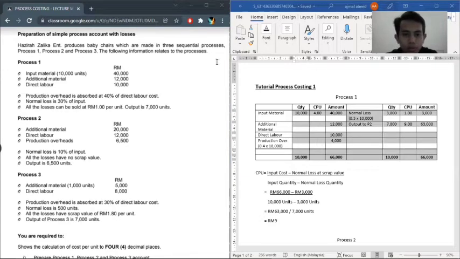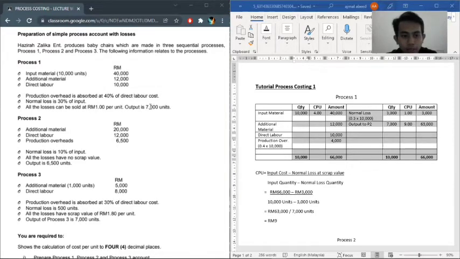We present a simple process. From the question, Hazira Zalika Press produces baby chairs from three processes: 1, 2, and 3. For process 1, the input material, additional material, and direct labor we put at the debit side here. Production overhead is absorbed at 40% of direct labor cost, so 40% times 10,000, we get 4,000 as the amount. Normal loss is 30% of input, and the losses can be sold at 1 ringgit per unit.